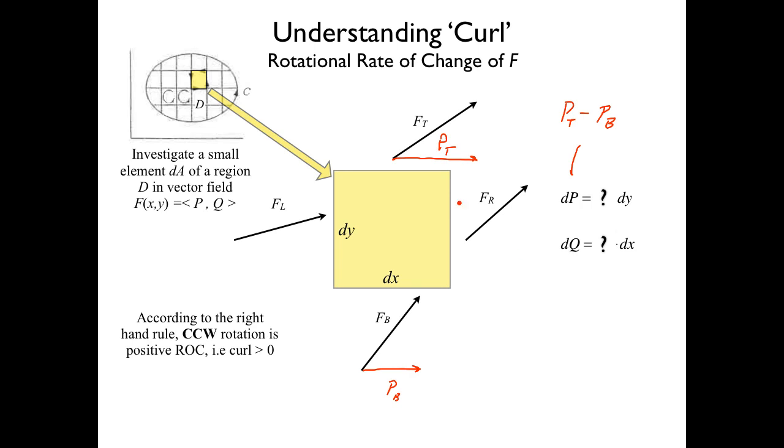So what would the rotational rate of change be, right? What would the multiplier be on our change in Y to give us that change in P? This is the idea of rate of change. Given a change in the independent variable, given a change in Y, dP would be the rate of change times dy. So what would the rate of change be?